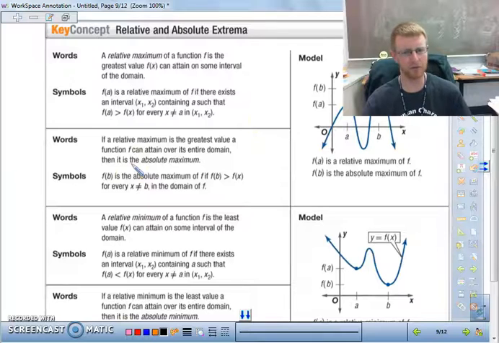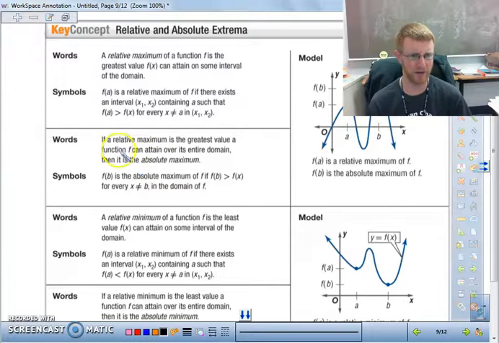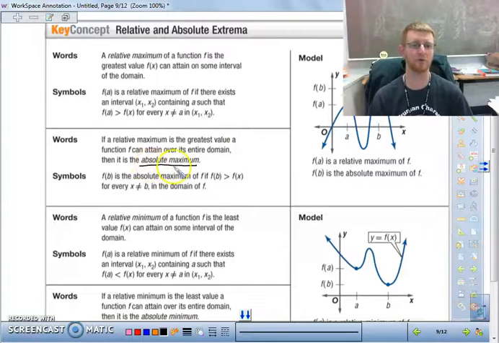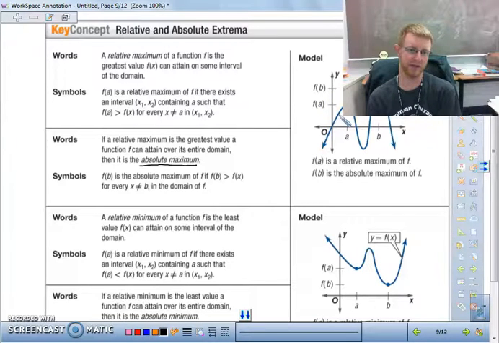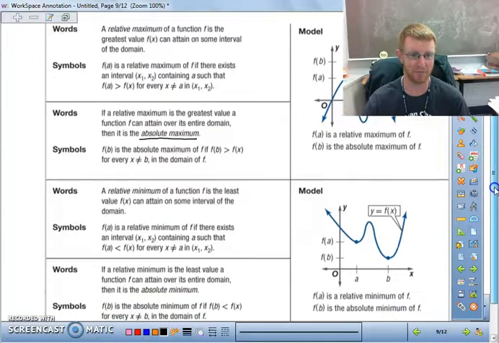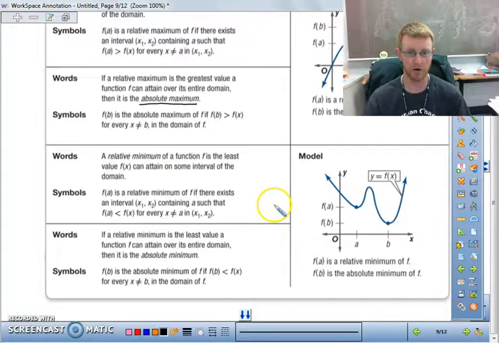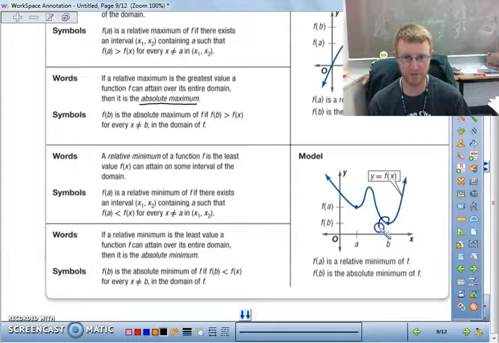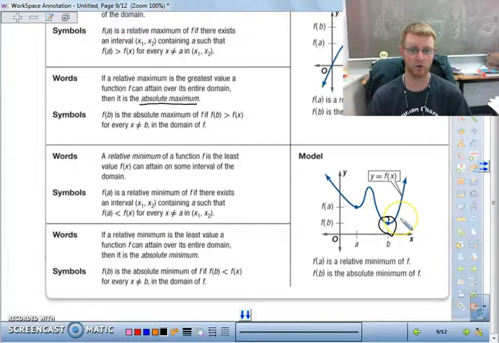Now, what's the difference between a relative maximum and an absolute maximum? An absolute maximum is going to be the highest point on a graph. So like over here, in the model, the higher maximum, even though it is considered a relative maximum, it would also be considered an absolute maximum because it is the highest point on the graph. And the same thing can be said about the relative minimums and the absolute minimums. Relative minimums are relative. But the absolute minimum would be this point right here because that is actually the lowest point on the graph.